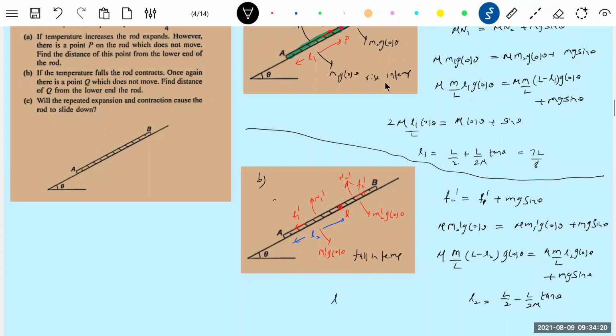Anybody, value of L2? Okay, yeah. 1 by 8. Now which will be... what actually happens? Repeated expansion and contraction cause the rod to slide down, slide up, or slide down.